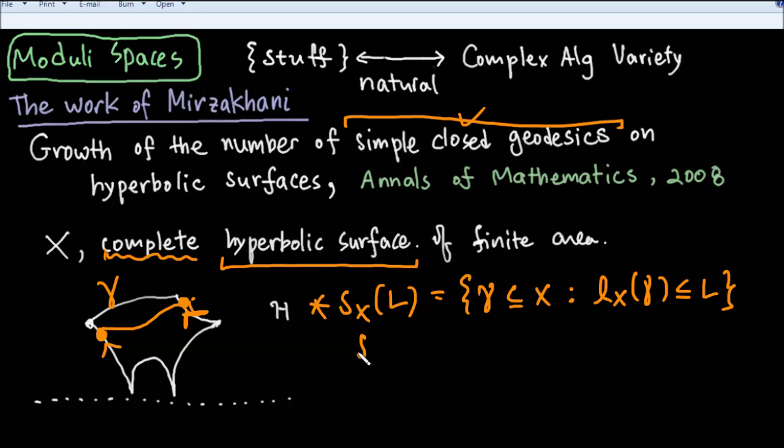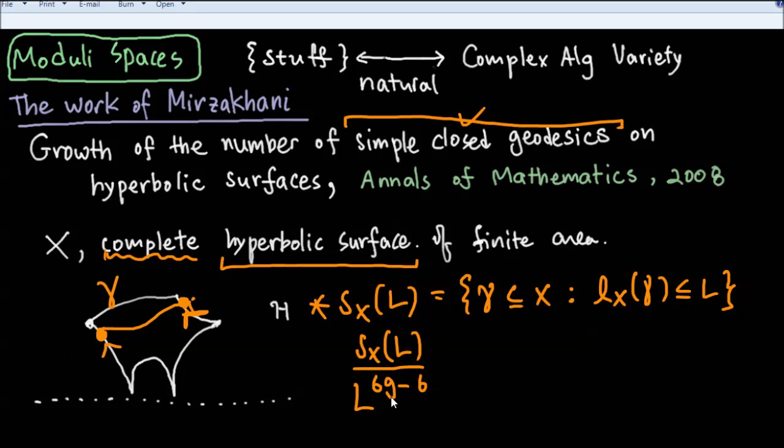Her asymptotic result is the following: the number of simple closed geodesics with length less than or equal to L, which happens to be finite, grows like this. If you divide that number by L to the 6g minus 6, and we'll explain where this 6g minus 6 is coming from, g is the genus of this X in there.